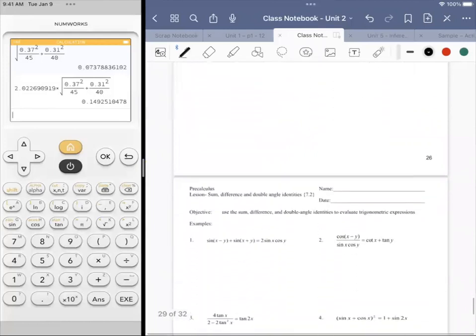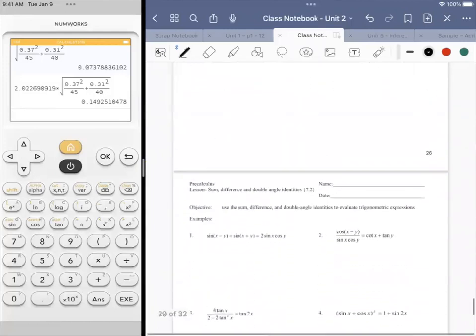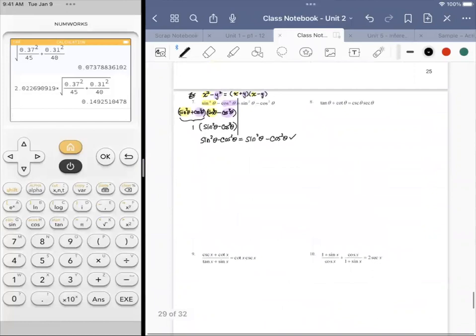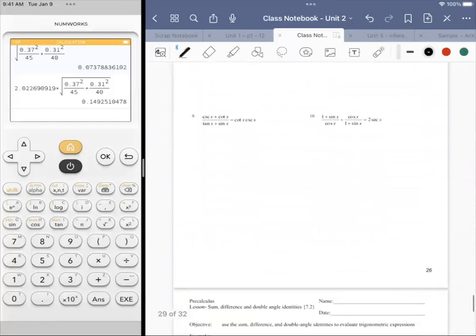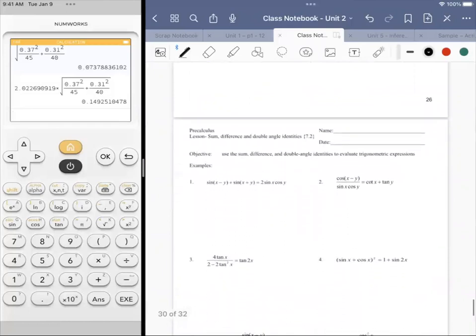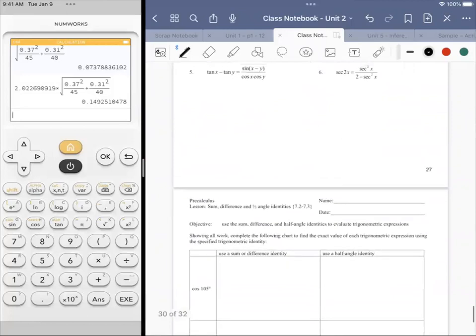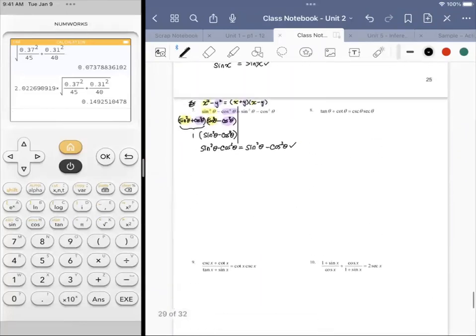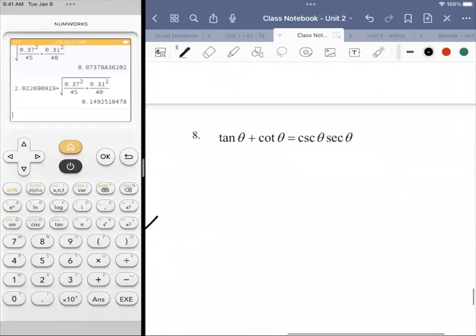I do want to give you some problems to practice at some point, but I wanted to do one where you kind of have to work both sides. I'll just do number 8. I'll leave 9 and 10 as practice problems that will spiral into next class. And then we'll do some on the next page that involve other rules.